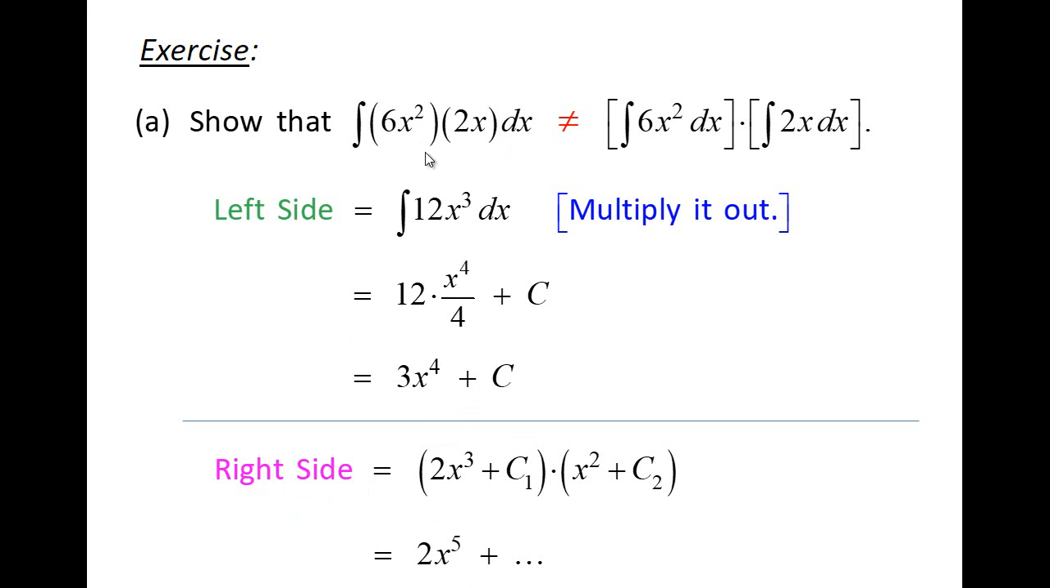So the point here is that the integral of a product is not the same as the product of the integrals of the factors.